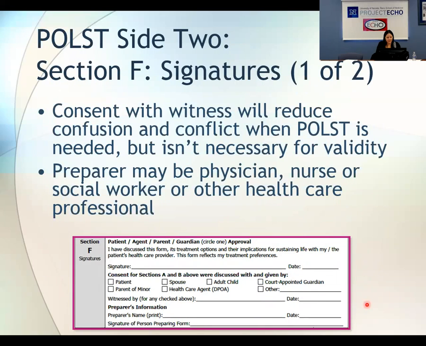So you want to consent with witness, will reduce confusion and conflict when pulse is needed, but it isn't necessary for validity. Preparer may be a physician, nurse, or social worker, or other healthcare professional. I also wanted to mention too, when it comes to notarizing your advance directive, say for example, you are at a hospital, I had referred for them to have it notarized at a hospital, but I was just informed that since they are a medical team there, since the form states that it cannot be a physician or any sort of medical employee, it will not be valid. So just be mindful that if you have it notarized in the hospital, it won't be valid. You want to have it notarized like at a bank, somewhere outside the medical facility. But that's with the advance directive, not with your pulse.